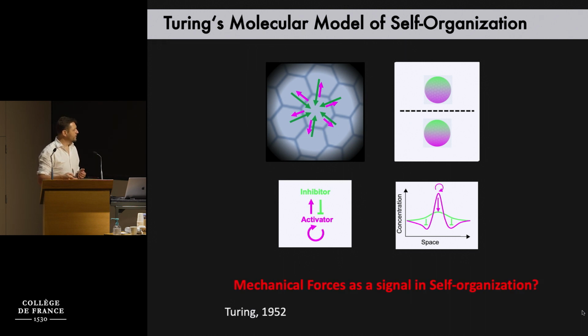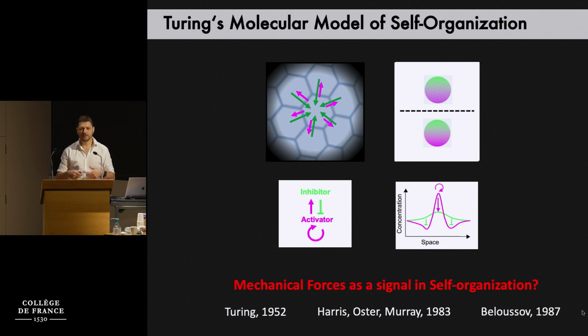Alan Turing, in his initial paper, mentioned that he was going to focus only on the molecular, chemical aspect of morphogenesis and self-organization. But he also recognized that mechanical forces would make the problem even more complex, alluding to the fact that mechanical forces can also act as a signal during self-organization. Most subsequent studies focus on the role of molecules, but there are a few theoretical studies that investigated the role of mechanical forces. Until very recently, these studies were mostly theoretical, and it's really unclear how forces participate in self-organization.